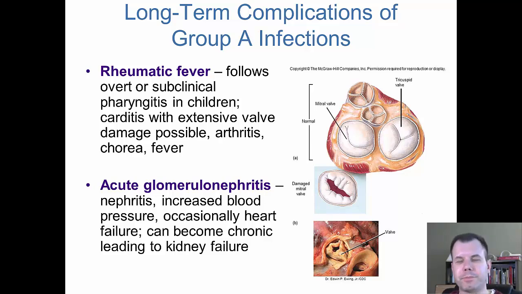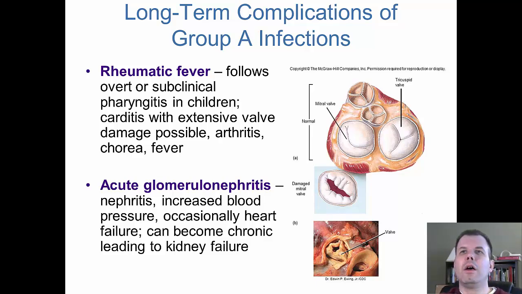So obviously these things can have long-term effects that even after the infection, enough damage could set in that later on in life it can lead to either valve replacement or kidney replacement if it leads to so much damage in these tissues. So just want you to be aware of that as well.